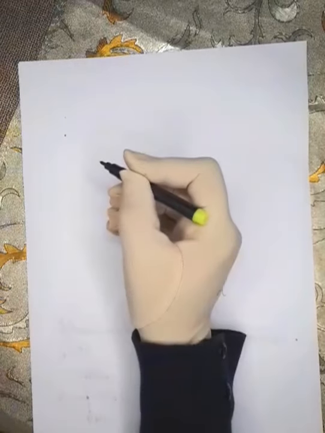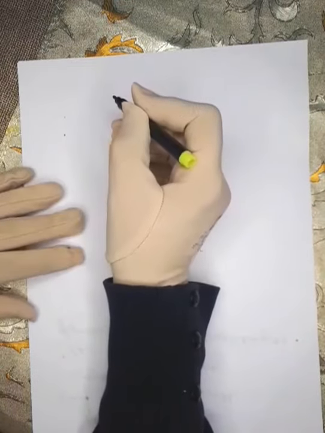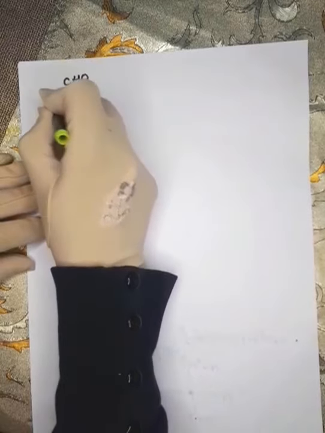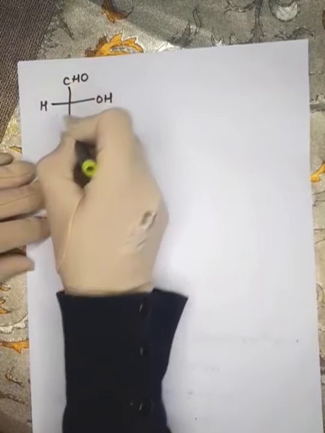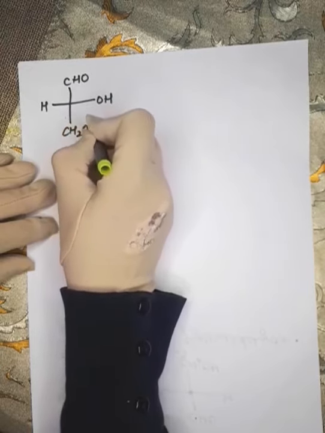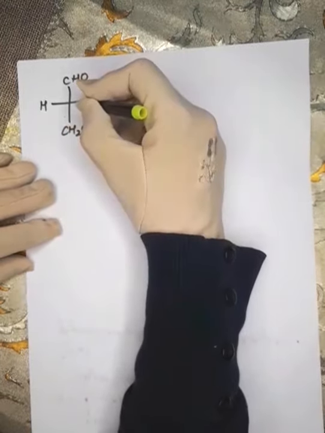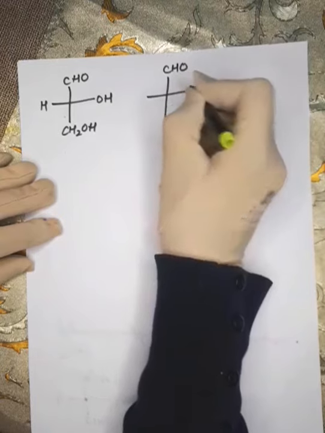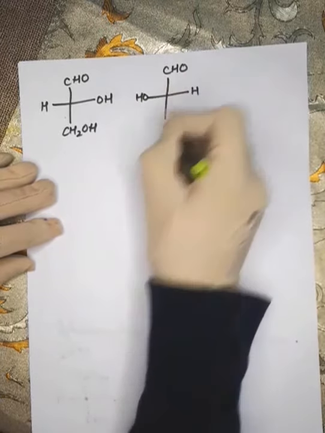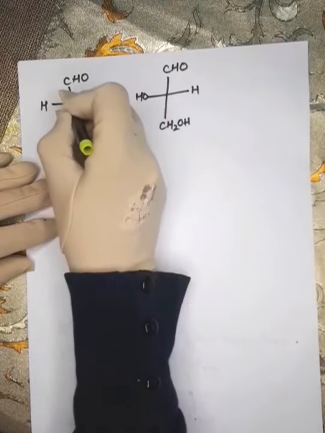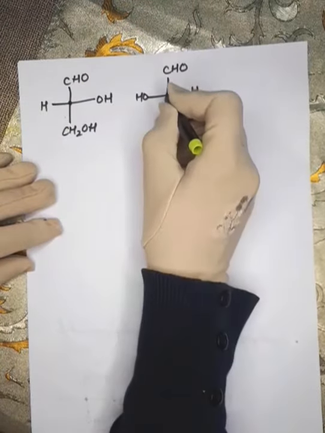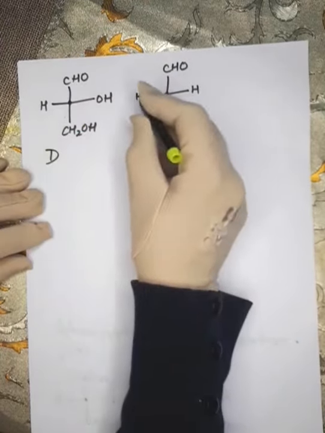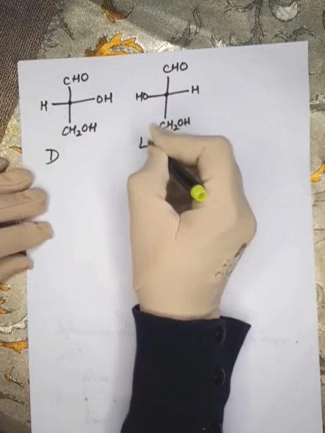Now, the simplest carbohydrate, glyceraldehyde, is chosen as the standard to assign the D and the L configuration. This is CHO, H, OH, CH2OH. Glyceraldehyde contains one asymmetric carbon atom and it exists in 2 enantiomeric forms. This is the chiral carbon atom. It is having 4 different groups. And because this OH is present on the right side, it will be assigned the D configuration. And here the OH is present on the left side, so it will be assigned the L configuration.